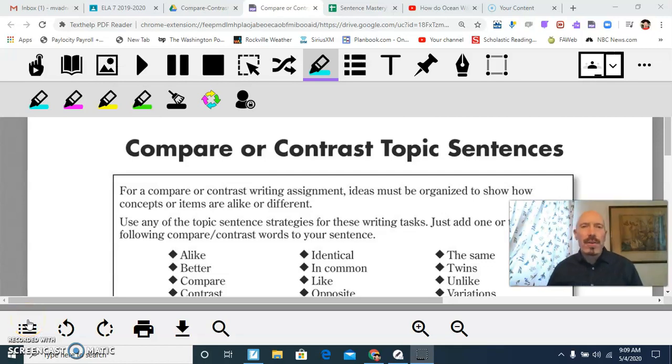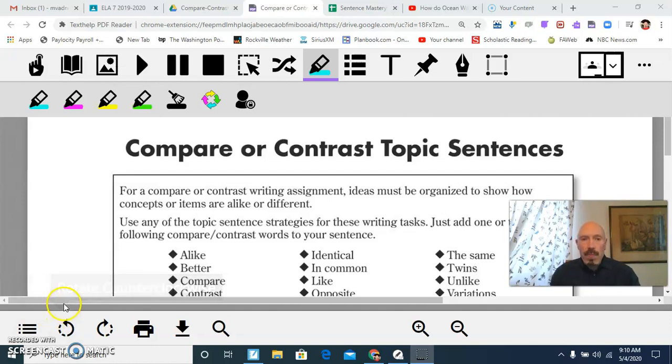Hello, this is a quick little video about how to write topic sentences and thesis statements that involve comparing or contrasting ideas, concepts, situations, things. So we know that compare means to describe the similarities between two ideas, and contrast means to focus on the differences. Now, for a compare or contrast writing assignment, ideas have to be organized to show how the concepts or items are alike or different.